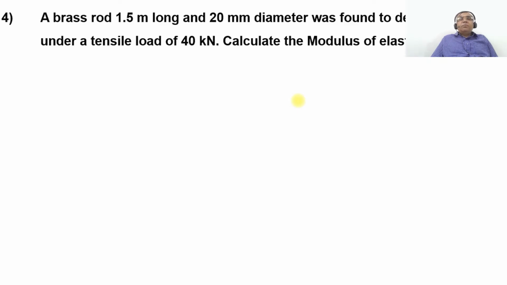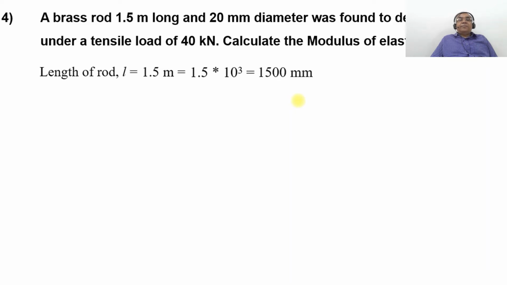Now we take up one more problem. A brass rod of 1.5 meter long and 20 mm diameter was found to deform by 1.9 mm under a tensile load of 40 kilonewton. Calculate the modulus of elasticity of the rod. As we know, the length of the rod is given as 1.5 meters, which is equal to 1.5 into 10 to the power of 3 mm. So that will be equal to 1500 mm.